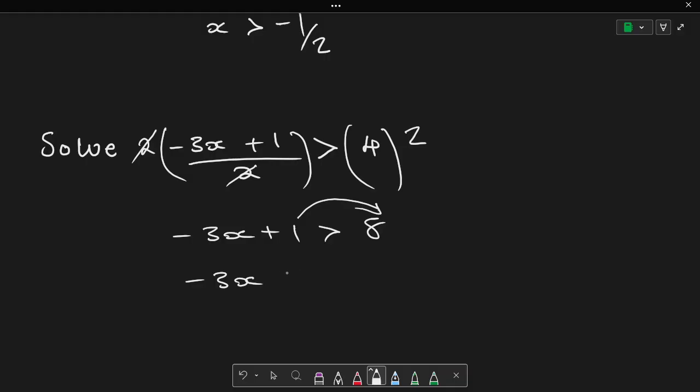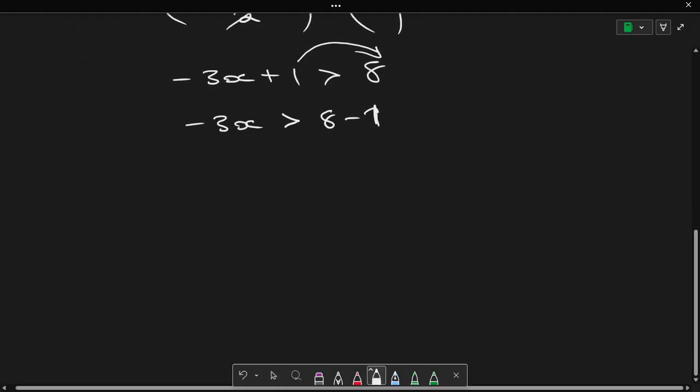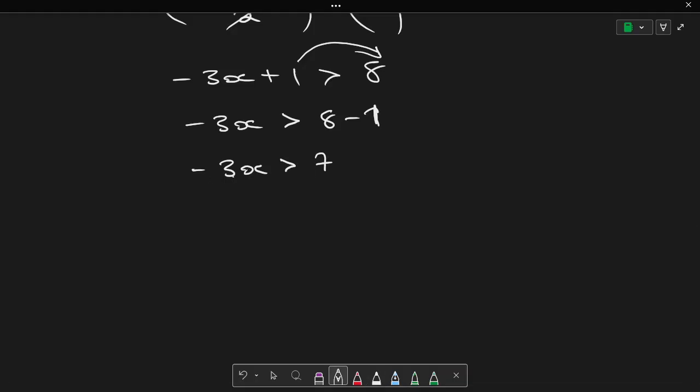Negative 3x is greater than 8 minus 1, and we know that 8 minus 1 is 7. So you have negative 3x is greater than 7, and the part that has the variable, which is x, always has to be positive.